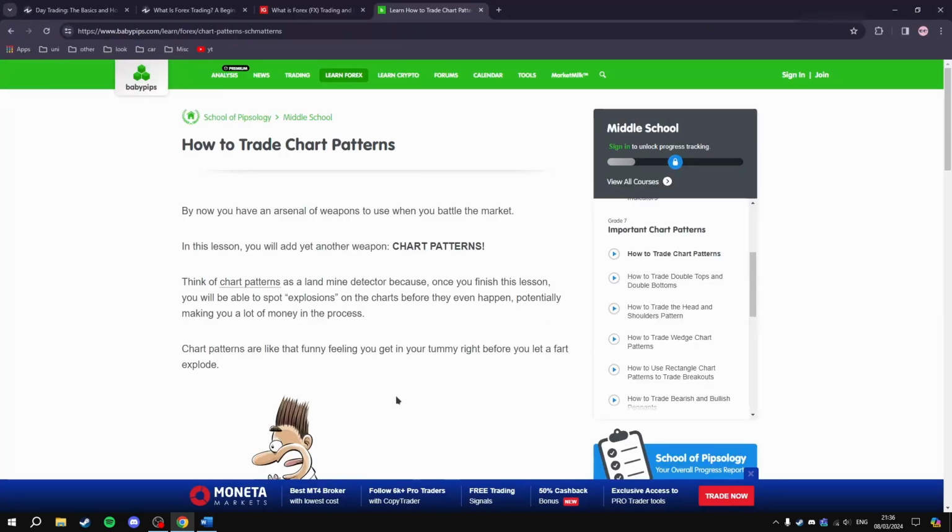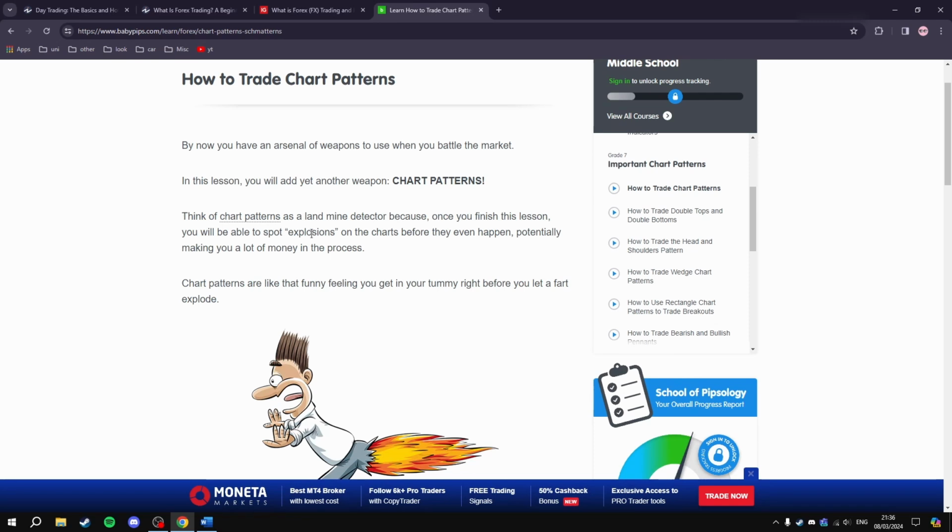By now you have an arsenal of weapons to use when you battle the markets. In this lesson you will add yet another weapon: chart patterns. Think of chart patterns as a landmine detector, because once you finish this lesson you will be able to spot explosions on the charts before they even happen, potentially making you a lot of money in the process.